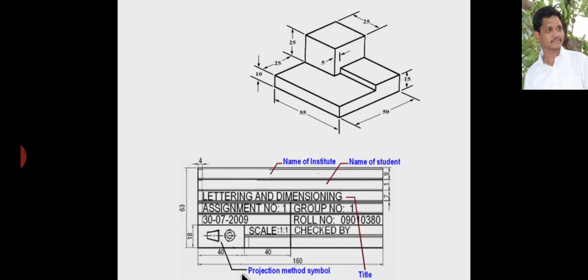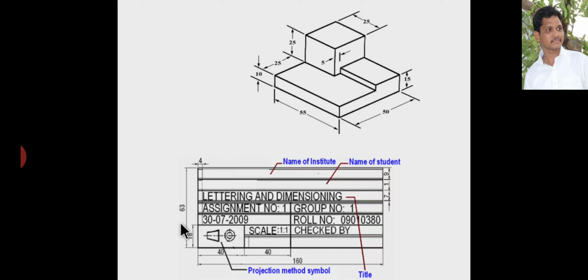Okay, this symbol is used for type of projection, that is first angle projection or third angle projection. It is a title bar and name of the institution or name of the company. Okay, this is a title box for drawing sheets.